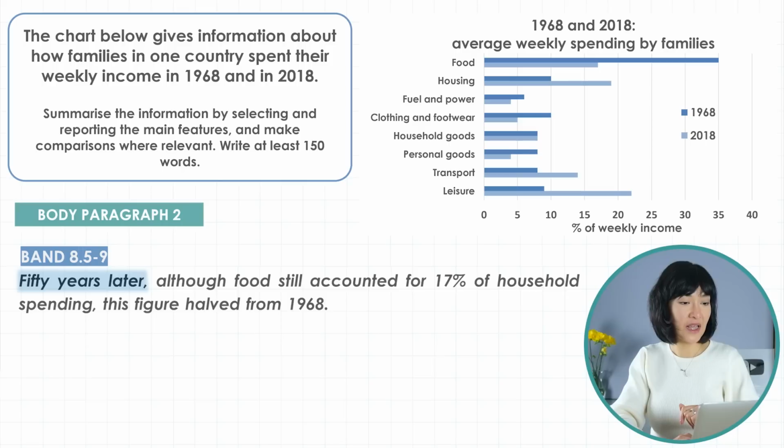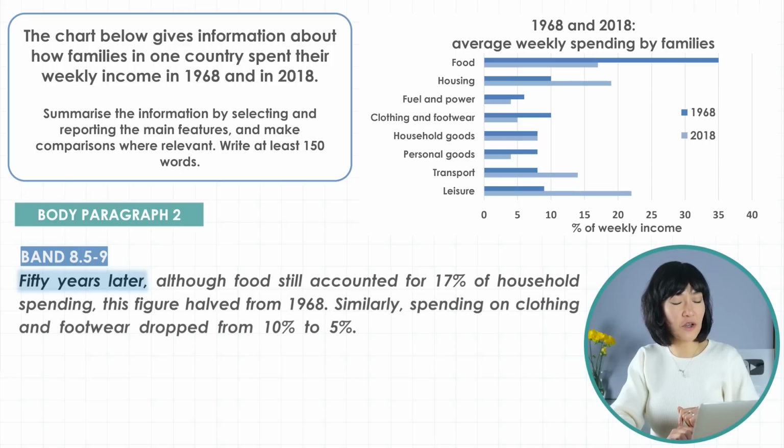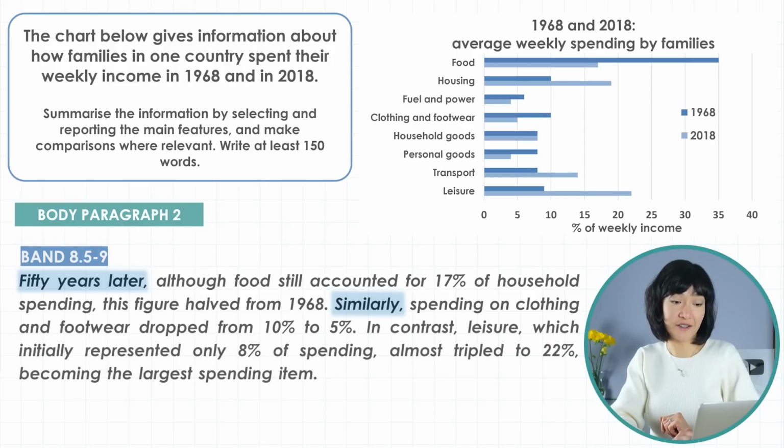Next. Similarly, spending on clothing and footwear dropped from 10% to 5%. Similarly is a great linker when we're talking about similar trends, like expenses that went down. What's the opposite of similarly? In our case, in contrast. In contrast, leisure, which initially represented only 8% of spending, almost tripled to 22%, becoming the largest spending item.